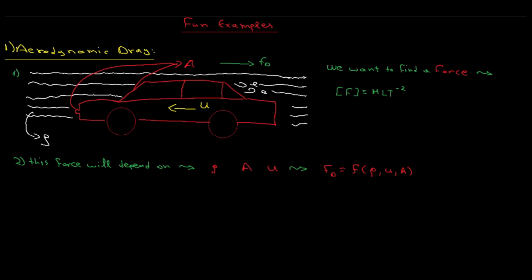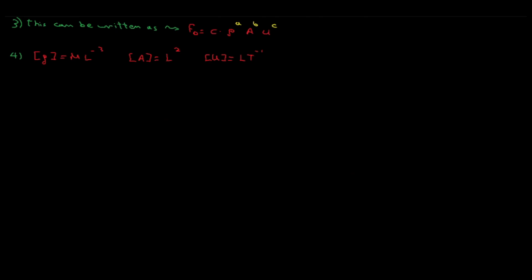As per Rayleigh's method, this can be expressed as the product of some constant c times ρ to the power of a times a to the power of b times v to the power of c. We now have our independent variables and the general form of our equation. Our variables have the following dimensions.